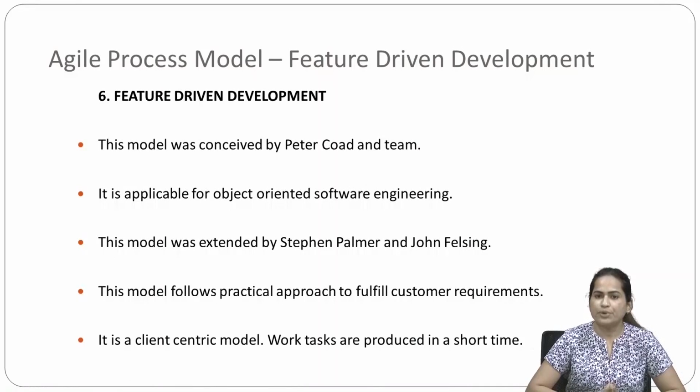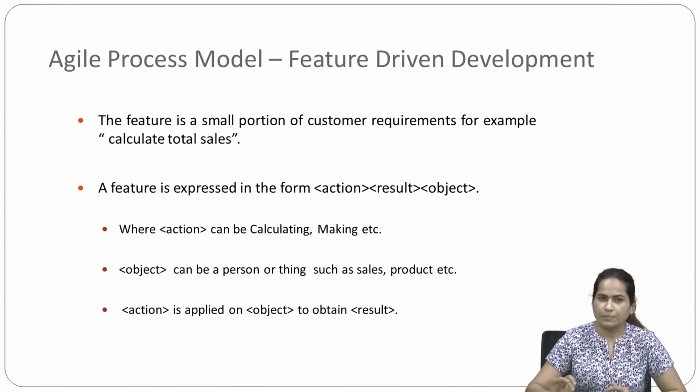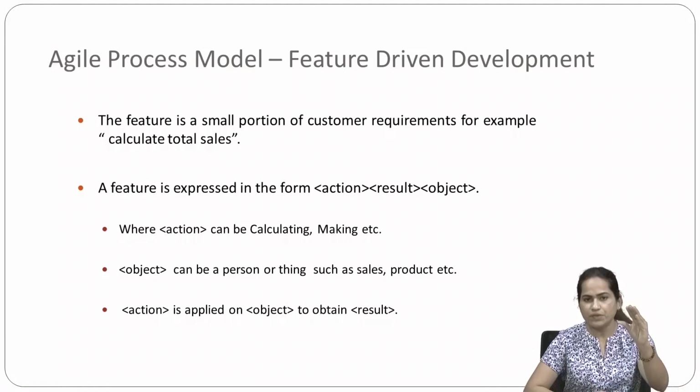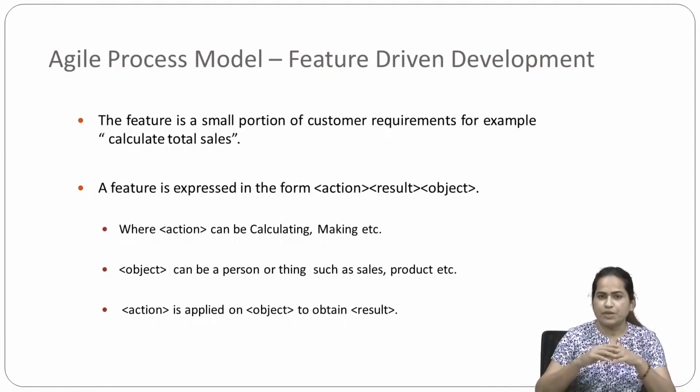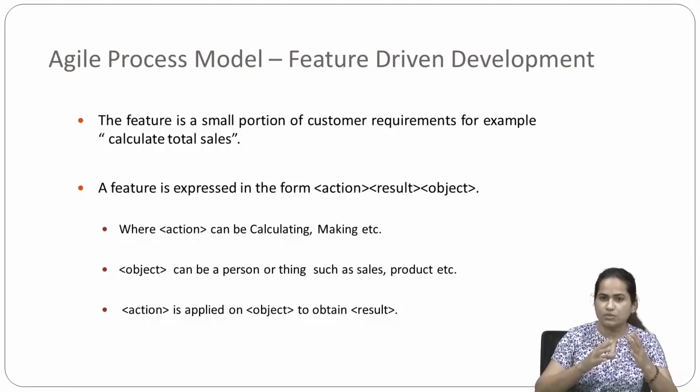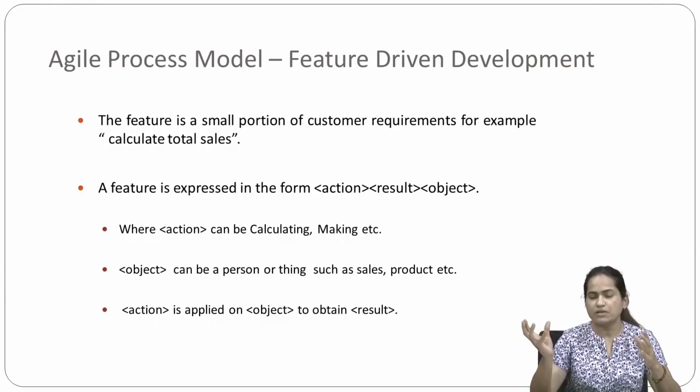Tasks are produced in a short time. The feature is a small portion of customer requirements. For example, we can say calculate total sales. It is one type of feature, which is expressed in, as I said, object oriented software engineering. So in it you are going to define some object, some result and some action.